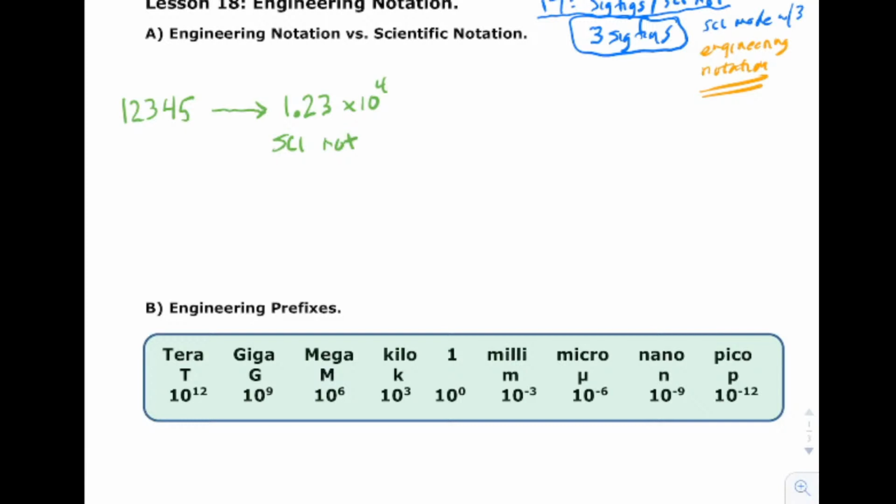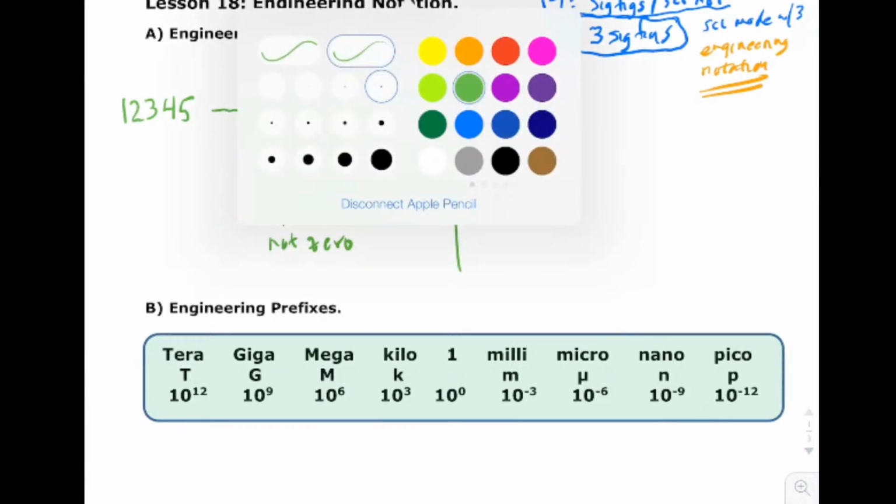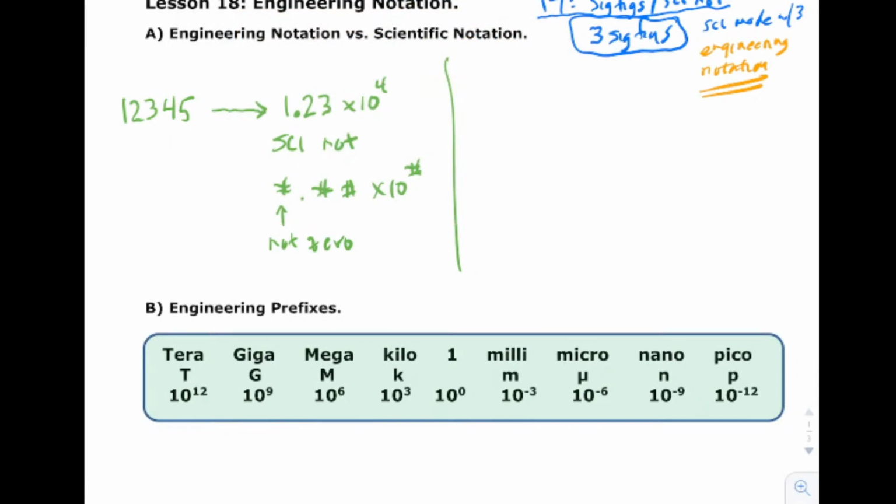It's number dot number times 10 to a number. And the only real restriction is you don't start with 0. Just don't start with 0. As long as you don't start with 0, you go number dot number times 10 to the number. Everything's fine. You're in scientific notation. But that's not engineering notation. No, it is not. I'll show you what engineering notation is.